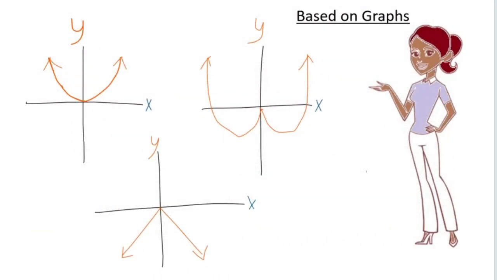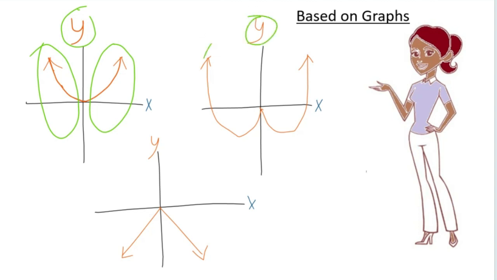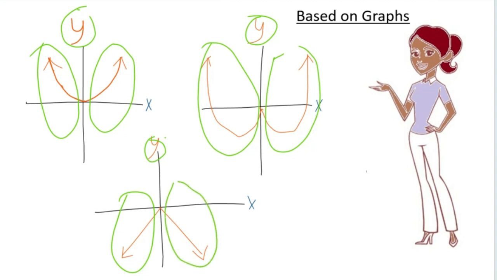So let's take a look at these three graphs. We can see the y-axis is here, and there is symmetry around the y-axis. This side is symmetrical to this side. Again, the y-axis is here, and this side of the y-axis is symmetrical to this side. Down here, again, the y-axis and this side is symmetrical to this side. So when the graph has symmetry across the y-axis, then the function is even.